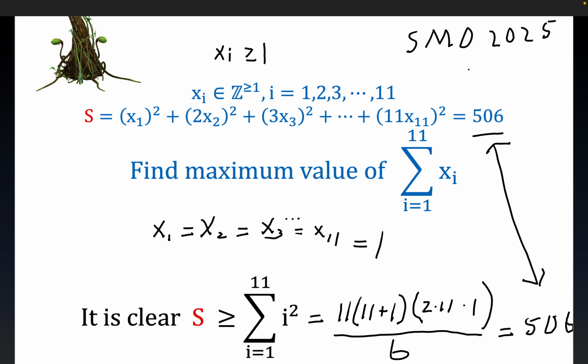I'm not sure. But anyway, it's a kind of fun problem if you just have the sense to realize that this constant is the same as what you get when you sum the first 11 integers squared. So this is all very clear based on the fact that x sub i is greater than or equal to 1. The only way you could possibly have equality here would be if this condition prevailed. But if that condition prevailed, that would mean that this sum would equal 11, which is the answer.